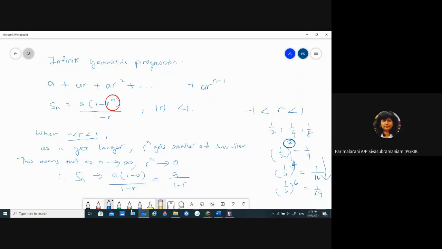So for an infinite geometric progression, when you want to find the sum, we use this formula: Sn is equal to a over 1 minus r, where modulus r is less than 1. If it's more than 1, then it's difficult for us to find the sum, because Rn will approach infinity and we cannot find the sum. So whenever r is in this range, this is the formula we use to find the sum. Can you understand this?